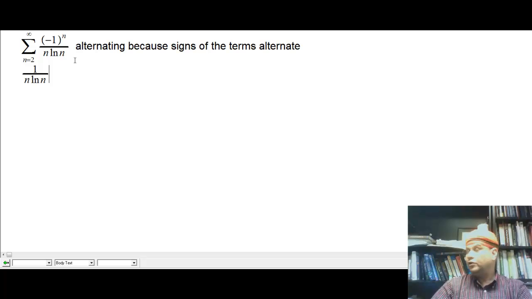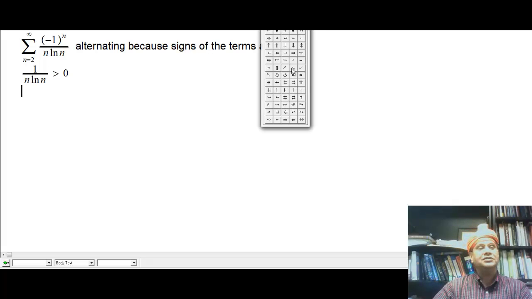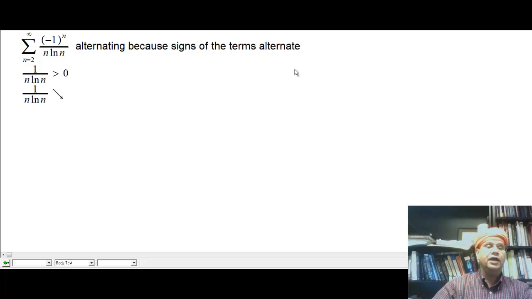Now if I look at the absolute value of the terms, first of all, they are all positive. I mean, I took the absolute value, so they can't be negative, right? Okay. And then this is decreasing, right? There was another requirement, okay? And if I take the limit, which is essential for convergence of a series, then this goes to 0, doesn't it, right?